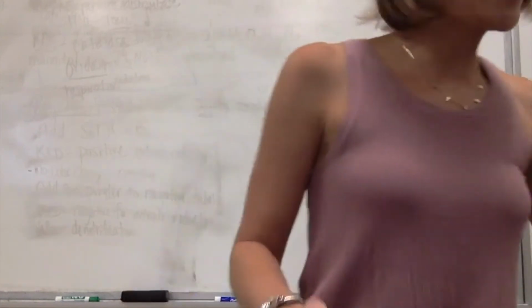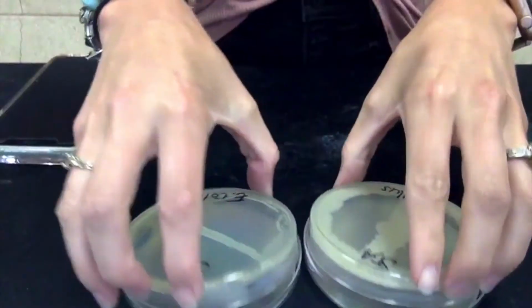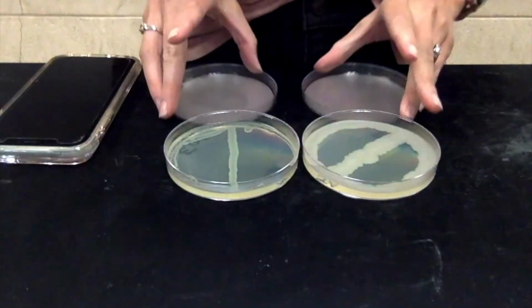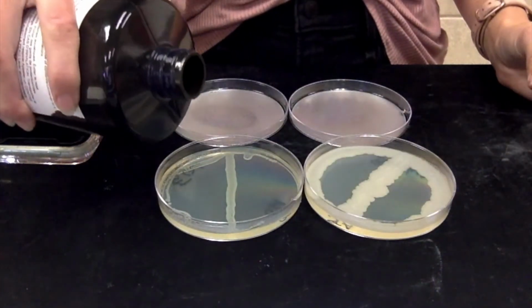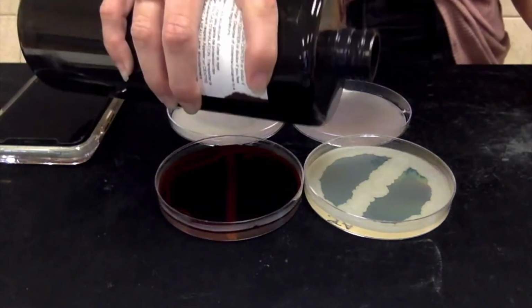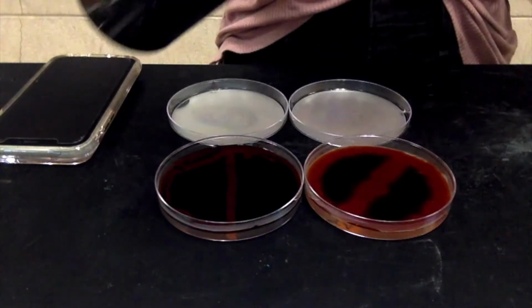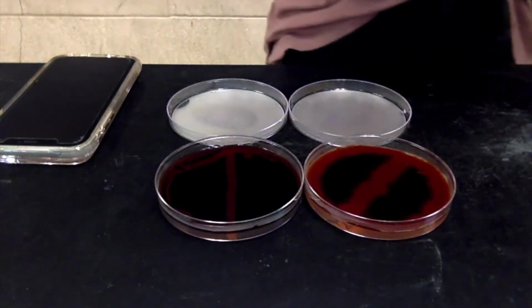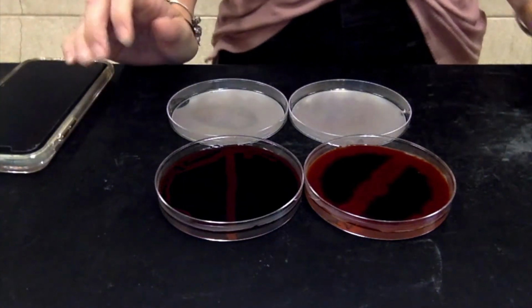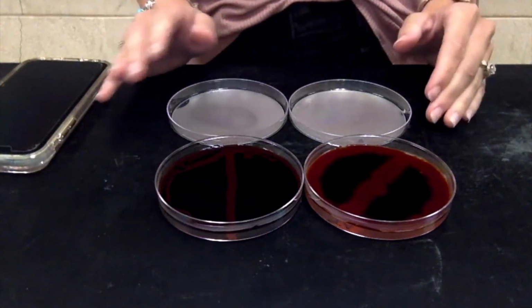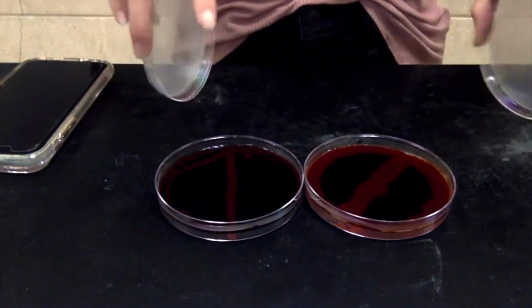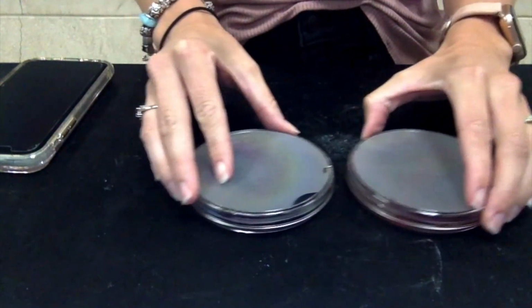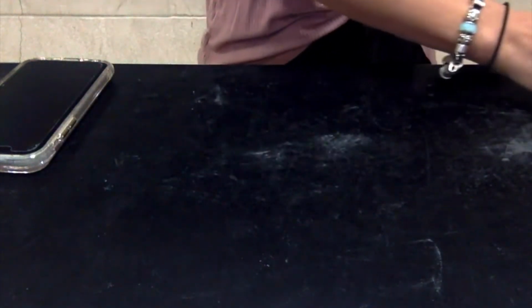So I'm going to add my iodine to my plates. And I'm just covering the entire plate. If we were in lab, you would be doing this with your plates, but we're not. All right, I covered these with iodine, and I'm going to let them sit for a few minutes. That way we can let the iodine react, and hopefully get our halo. So while those are sitting, I'm going to move on to the SBA plates.